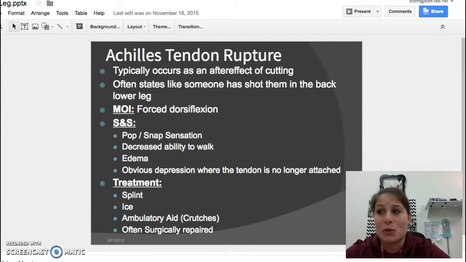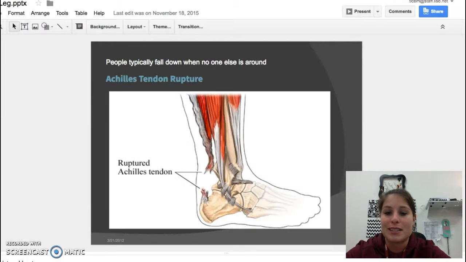99% of the time this requires surgery. They'll have to go in and reattach that tendon, and it is going to be a long rehab process. Here's a quick picture showing where that tendon has completely ripped in half. It is no longer connected. Here's the peroneal muscle coming down, and right here is where that tendon has completely split in two.